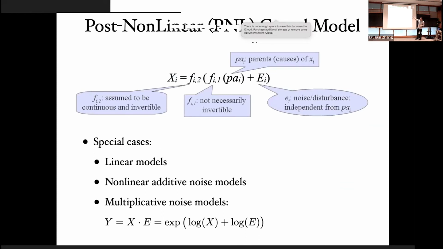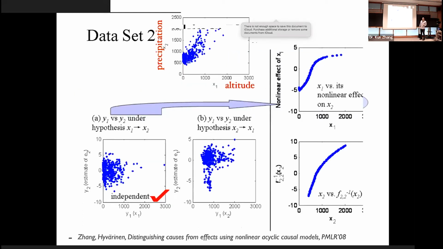So let's have a look at this post-nonlinear model because it's very general, right? If both nonlinear functions are linear, then it's a linear model. If this one is linear, then it's the additive noise model. And you can see when the noise is multiplicative, it's a special case. So it's rather general. But even for this model, we can still establish identifiability.